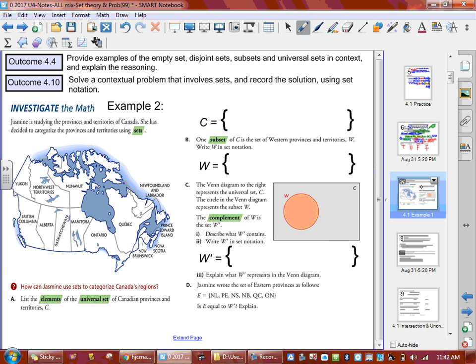Okay, we have a couple of more examples to look at here. This is an example of Canada. So we're saying our universal set is Canada. So that's why we've got C as the universal set, referring to Canada. We're just going to write the initials of the provinces. So we would list them, going left to right here. So we got BC, Alberta, Saskatchewan, Manitoba, or is it MA for Manitoba?